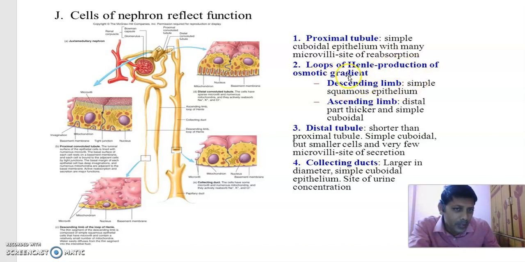The loop of Henle produces the osmotic gradient, and is made up of simple squamous epithelium. The ascending limb, distal part, is thicker and simple cuboidal. This thicker part is made up of simple cuboidal epithelium, and the distal tubule is shorter than the proximal tubule. The distal part is made up of simple cuboidal epithelium with smaller cells, very few microvilli, and is the site of secretion. The collecting ducts are larger in diameter, with simple cuboidal epithelium. This is the site of urine concentration.